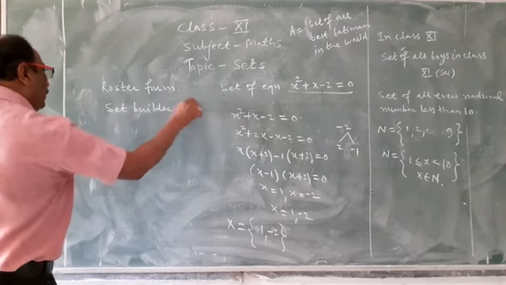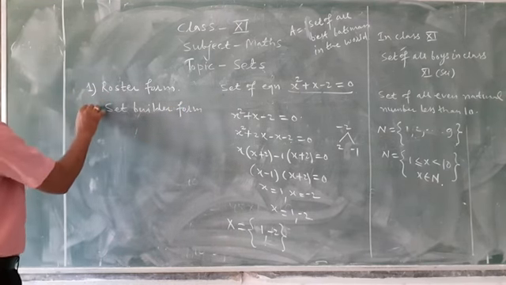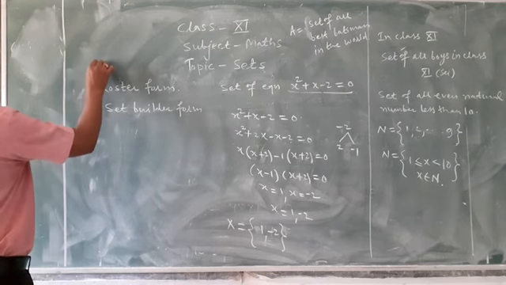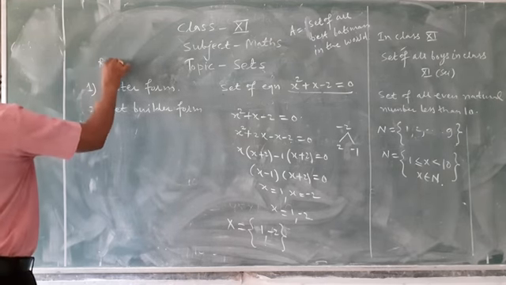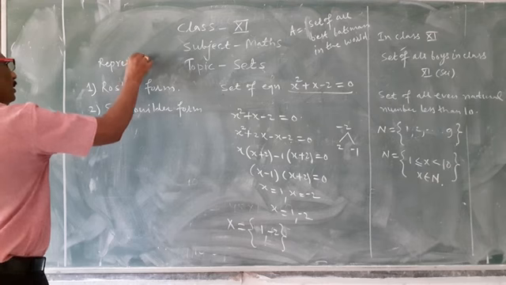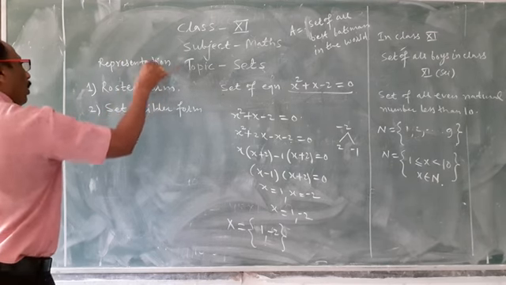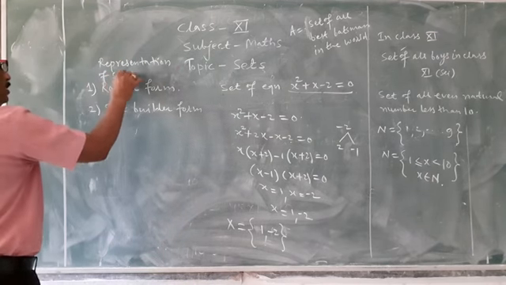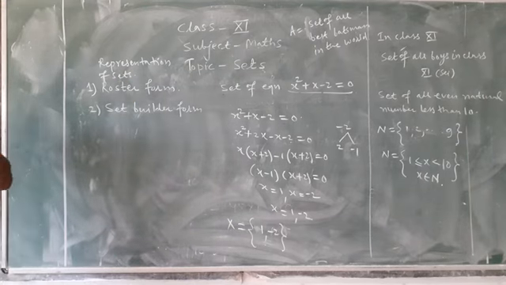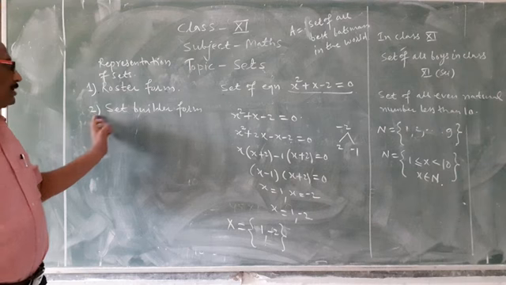Roster form and set builder form. This is one, this is second. It means representation of sets. We can represent any set in two types. Number one, roster form and set builder form.